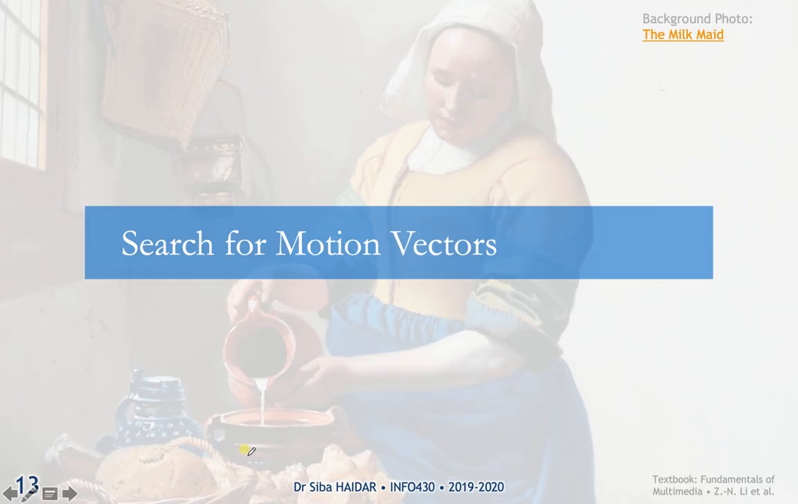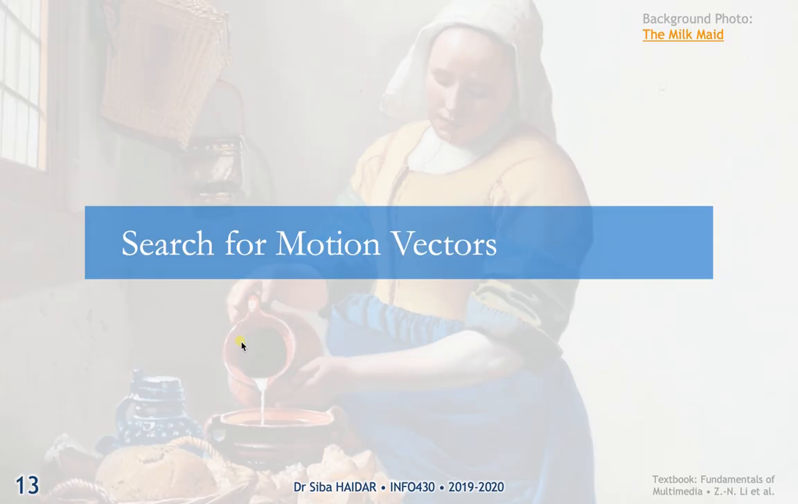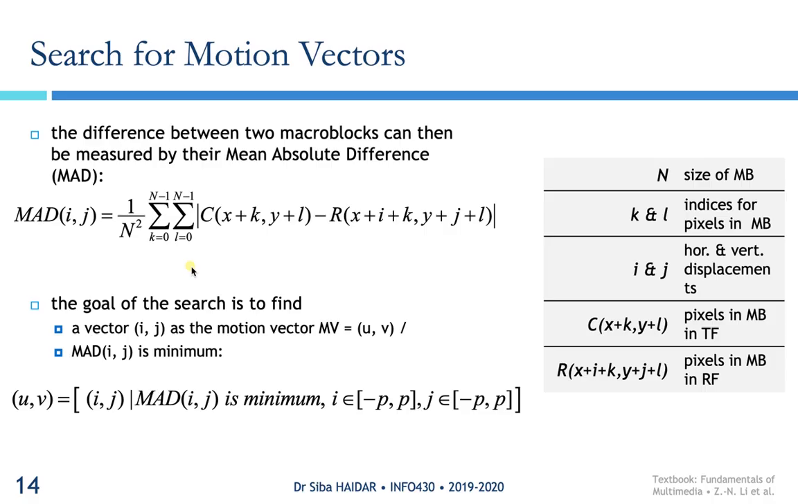So how do I do the search for motion vectors? In fact, I take all the macro blocks in this window, all the centers will constitute all the macro blocks in this window, and for each macro block I will see the difference between the two macro blocks. It is measured not as the sum of the matrix after the difference, but by what we call the mean absolute difference, MAD.